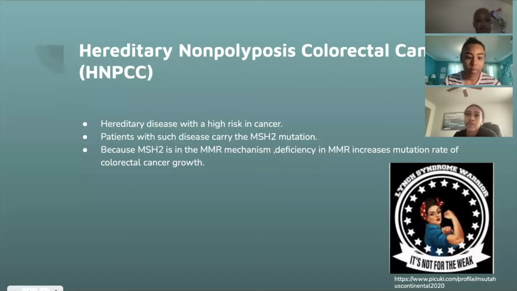Hereditary non-polyposis colorectal cancer, also known as HNPCC, is a hereditary disease with a high risk of cancer. It has been proven through research that many patients with this disease carry the MSH2 mutation, thus differing from other common cancers. Because MSH2 is in the MMR mechanism, deficiency in MMR increases the mutation rate of colorectal cancer growth. This genetic mutation is also known as Lynch syndrome, as seen in the photo below.